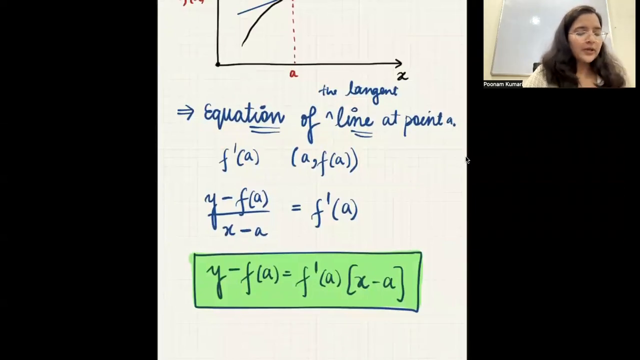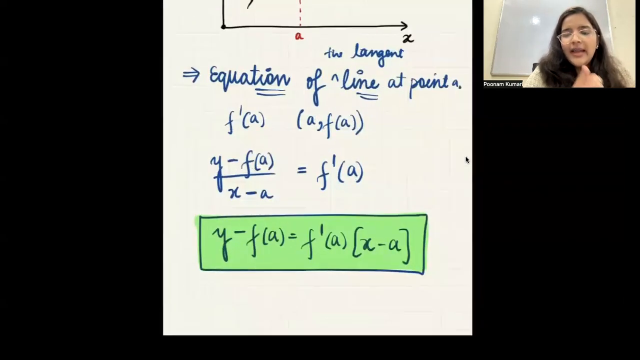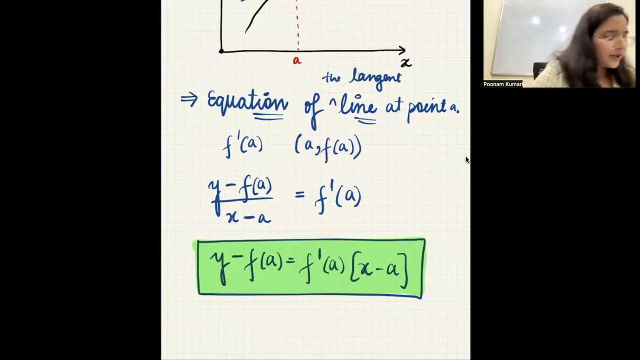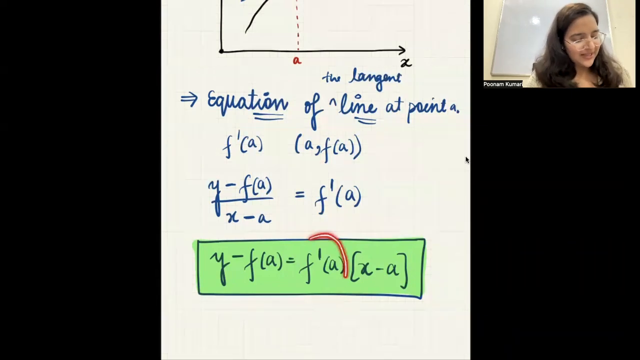Okay? So at any point, let's say here, here, anywhere, if you want to find out what is the equation of this line, you can just simply use any passing point and then simply the slope. And the slope is given by this particular number. So that's how you can figure this out. Okay. All right. So I hope this makes sense and this is clear to you. So if yes, we will move on to how to figure out what is f prime a.